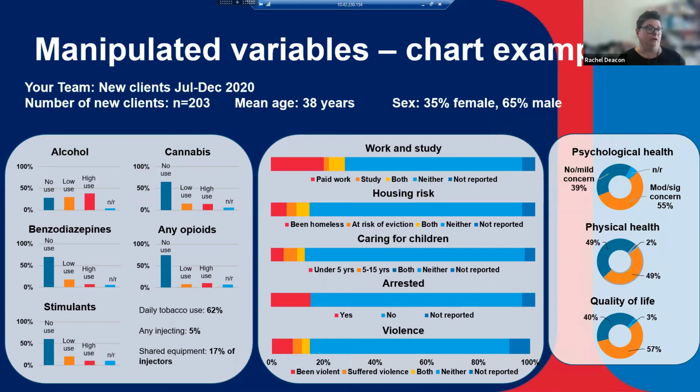Overall housing risk, it's around 15% here. Around 15% of clients have caring responsibilities. That's for children, whether they're under 5 years, 5 to 15, or both. And whether they've been arrested in the last 4 weeks, and then people with violence around them, whether they've been violent, suffered violence, or both. Easy to see at a glance what's going on here. And then finally on the right is the psychological health, physical health, and quality of life variables displayed as they have been in previous slides.